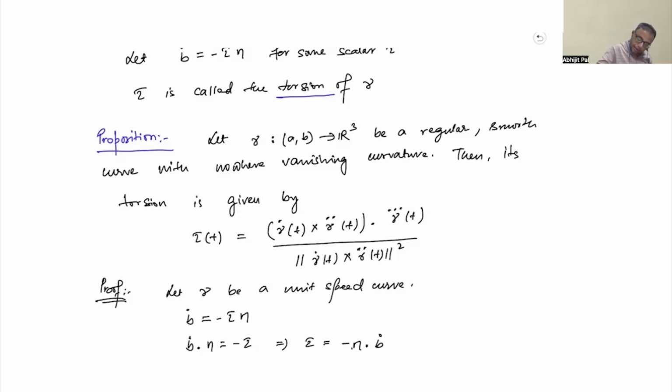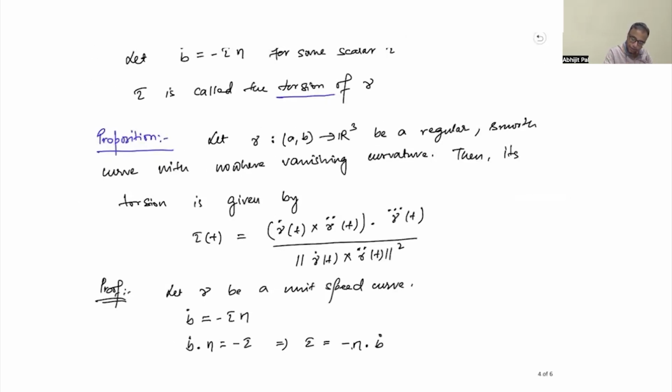And also what we know is that this normal vector is equal to 1 by k t dot, which is again equal to 1 by k gamma double dot. So therefore, for this torsion, if I put all this here, what we'll get is the following.